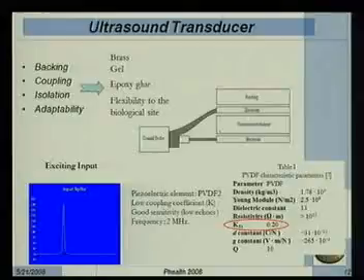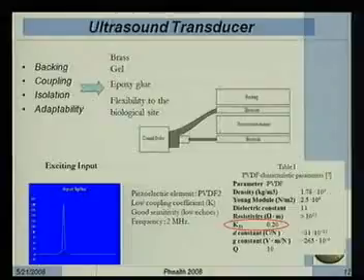Of course, we have to address these issues. These issues are very important. This is very crucial: the coupling between the transducer and the skin, the isolation, adaptability, and so on. The piezoelectric element, as I said before, is the PVDF, having a low coupling coefficient, a good sensitivity, and the working frequency is about 2 megahertz.